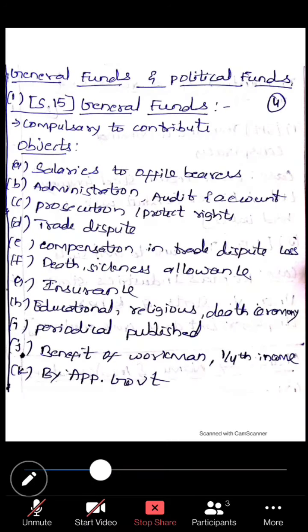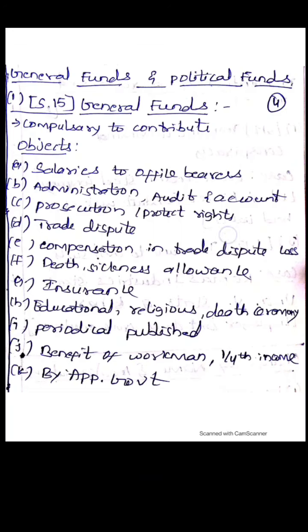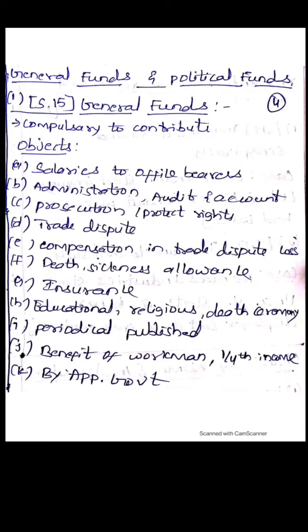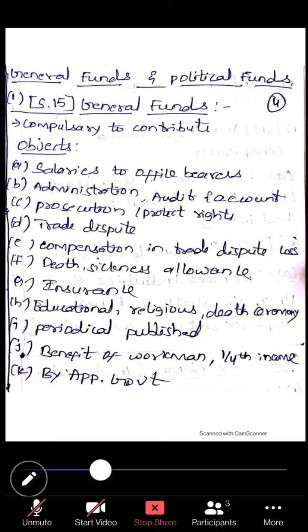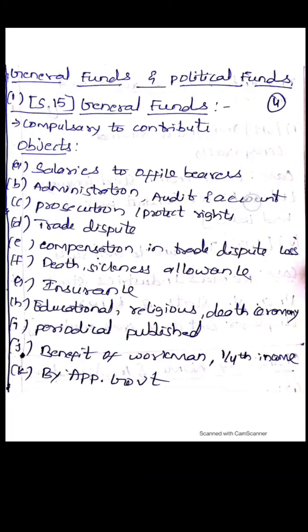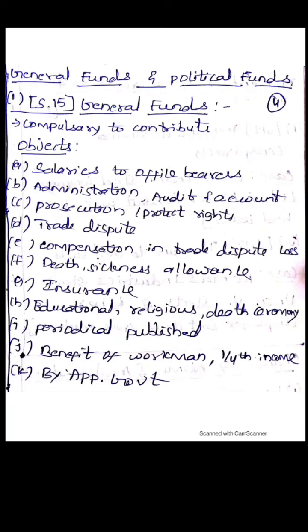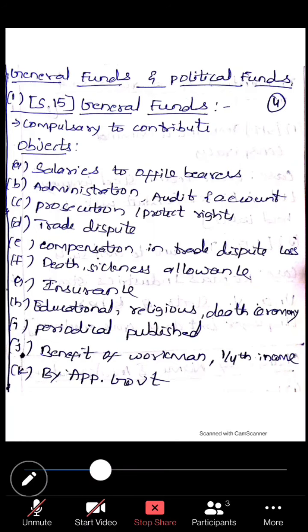The next topic is general fund and political funds. So what are general funds? General funds are compulsory funds. Every member of the trade union has to contribute to the general fund. It is compulsory and mandatory for every trade union member. If they don't contribute, then they will be removed from it. So what are the objects of the general fund?